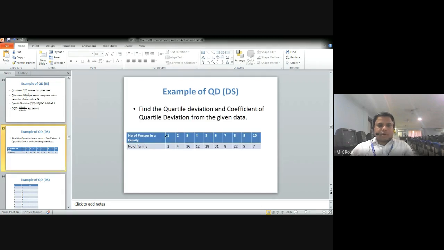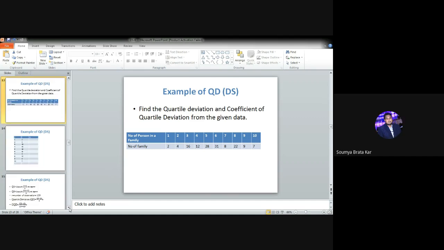The next example is for your discrete series. Find the quartile deviation and coefficient of deviation from the given data. Here the number of persons in a family and the number of families are given. The same formula is used, but in the previous one, in case of individual series, you have to regenerate the frequency. Here frequencies are given, so you just have to calculate.